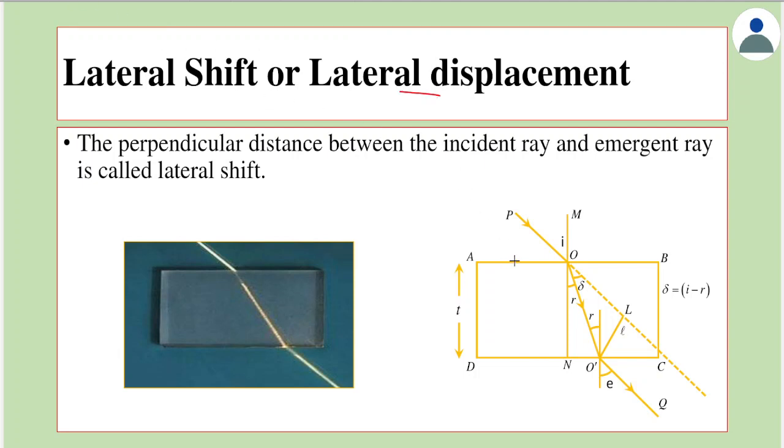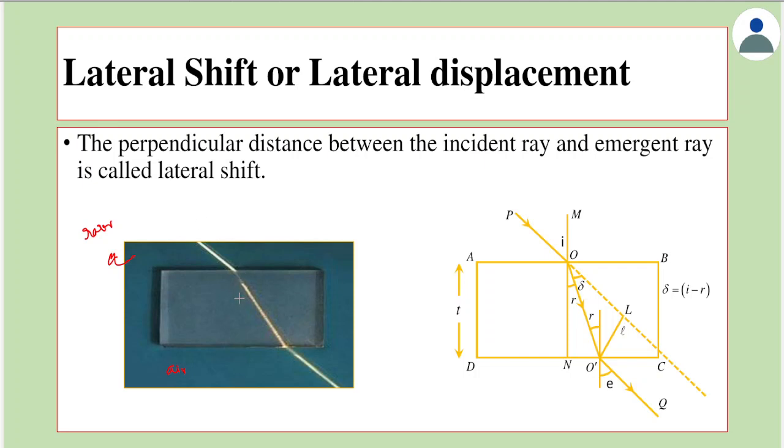To understand this, look at the example given here. There is a glass slab and light enters from a medium to another medium. If we imagine that this is a rarer medium and the glass slab is a denser medium, there is also air below this glass slab. So basically this glass slab is placed in air.